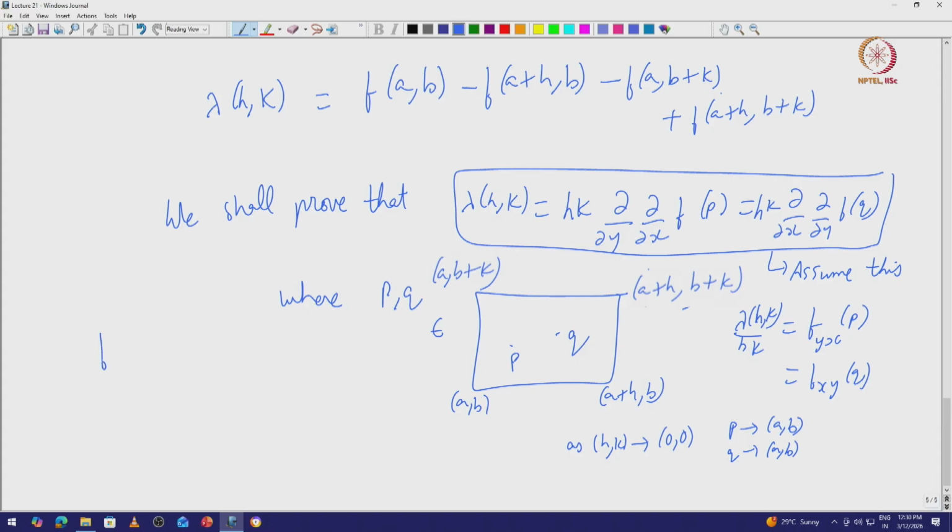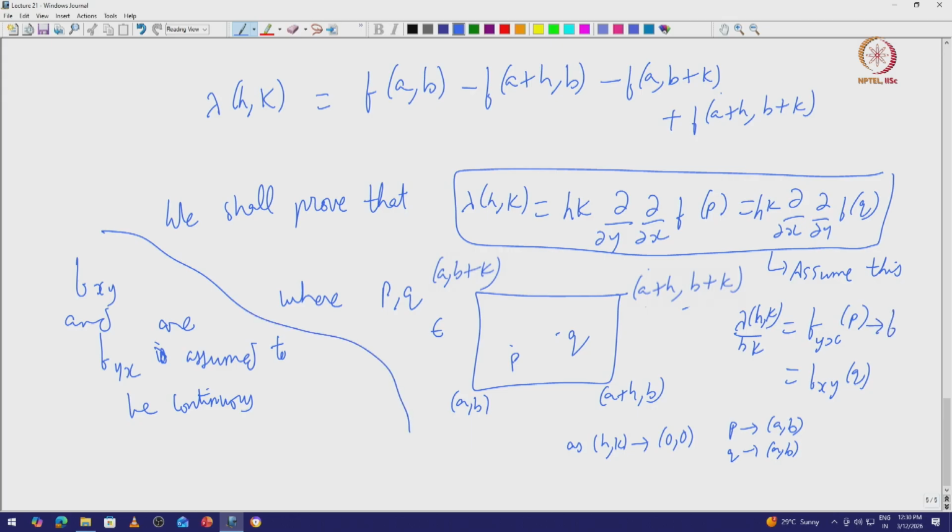And because fyx and fxy are assumed to be continuous, in fact, are assumed to be continuous. Okay? That means that this goes to fyx of a comma b, this goes to fxy of a comma b, and therefore these two are equal. Okay? So that will prove our result. Okay?